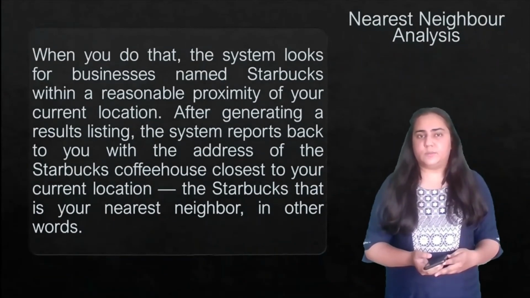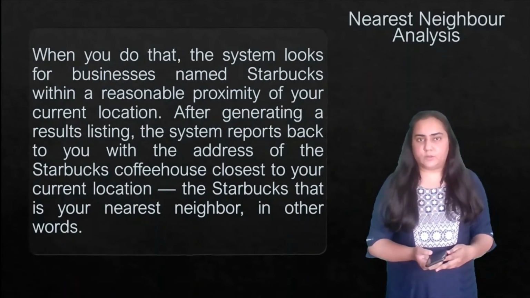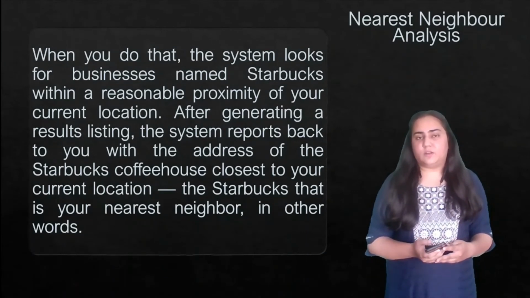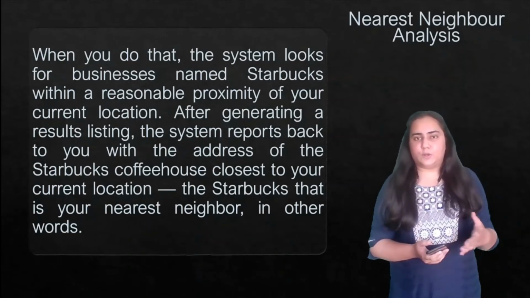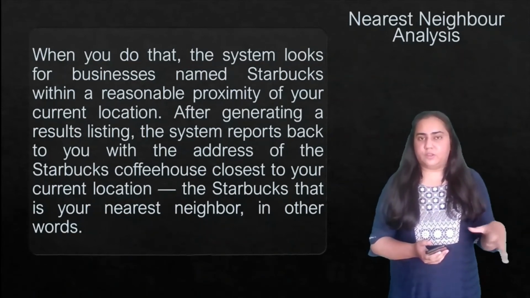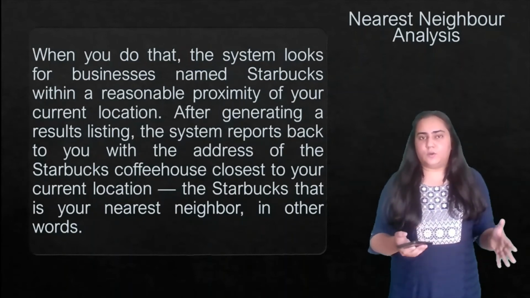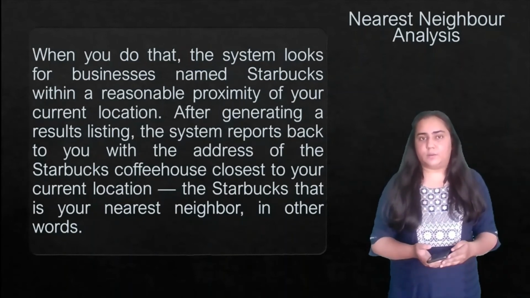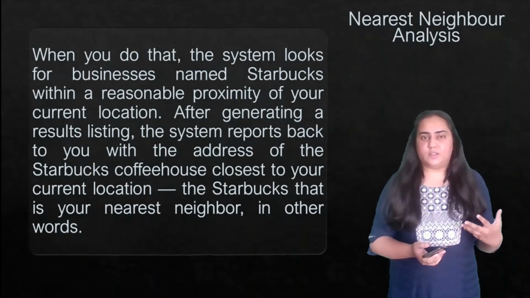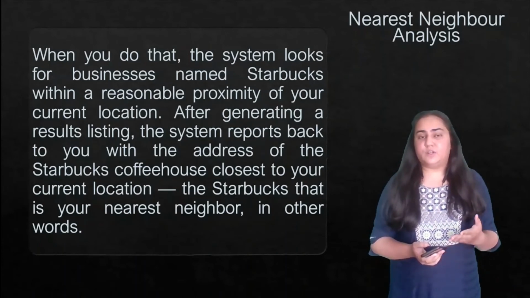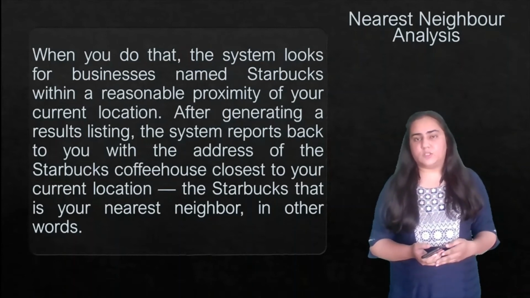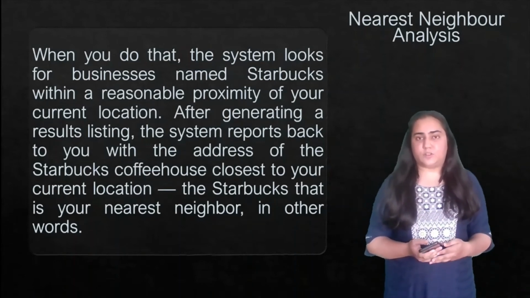When you do that, your system looks for businesses named Starbucks within a reasonable proximity of your current location. The application, mostly Google Maps, looks first for all the businesses called Starbucks close to where you are right now. After generating a list of results, the system reports back to you with the address of the Starbucks coffee house closest to your current location. That Starbucks is your nearest neighbor, in other words. And that's how nearest neighbor analysis works in practice.